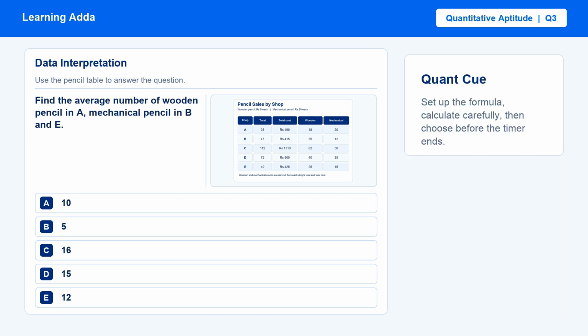Question 3. Find the average number of wooden pencil in A, mechanical pencil in B and E. Option A 10. Option B 5. Option C 16. Option D 15. Option E 12. The timer starts now.